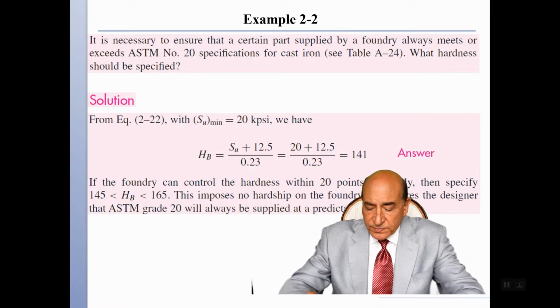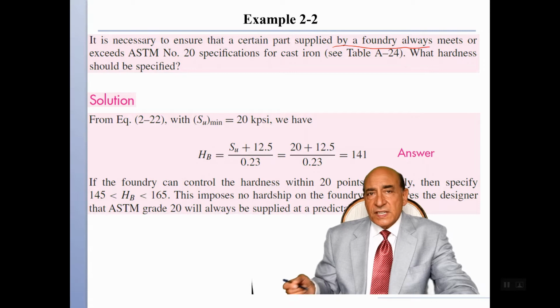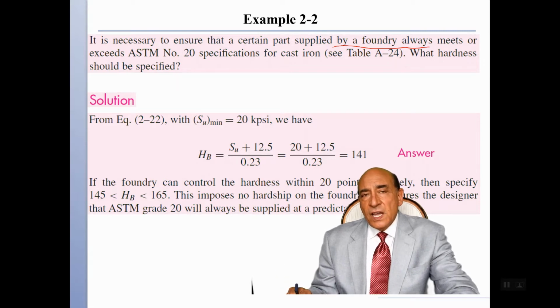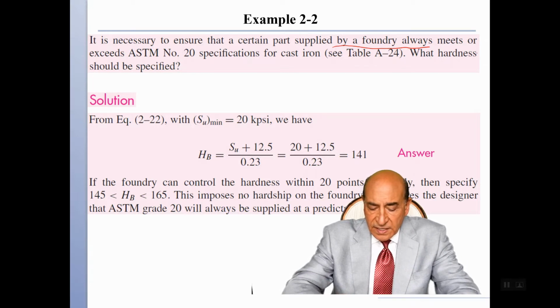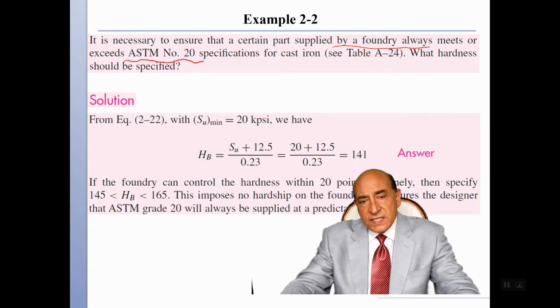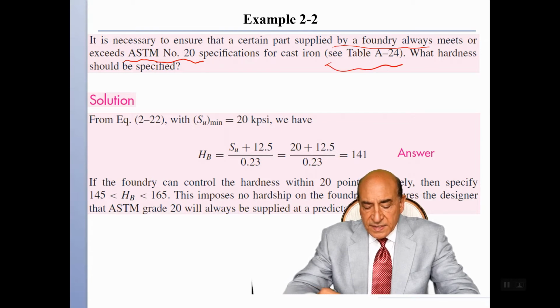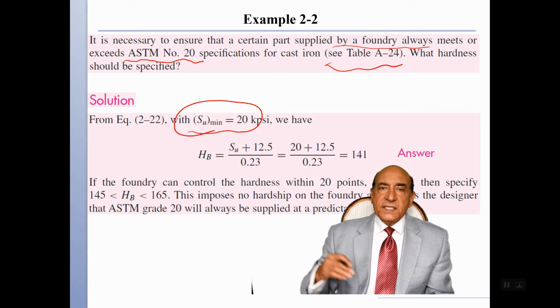So let's take an example on this application. We have a foundry, and the foundry is producing parts, but then there are going to be inspectors, and the inspectors are going to come and they want to know that the ultimate strength of the cast iron is within a certain specified range, otherwise they would not accept it. So they specified, we want to know that it exceeds ASTM's, the American Society of Testing Materials, Standard number 20 specification, which has a table here. And that specification is that the ultimate strength of the cast iron should exceed 20 KSI.